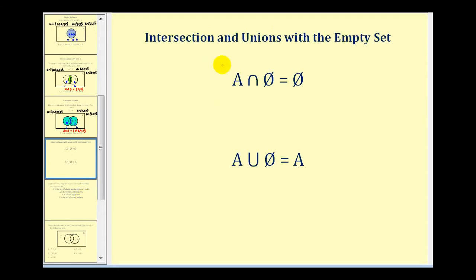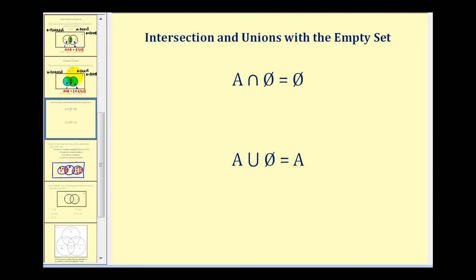And a couple things to mention about the empty set. Any set A intersected with the empty set will equal the empty set. And the union of any set A and the empty set will always be the set A. I think we'll stop here for part 1 and take a look at some additional examples in part 2.